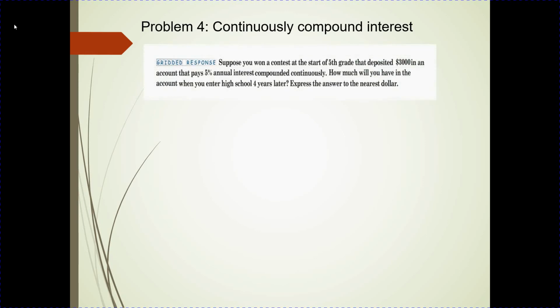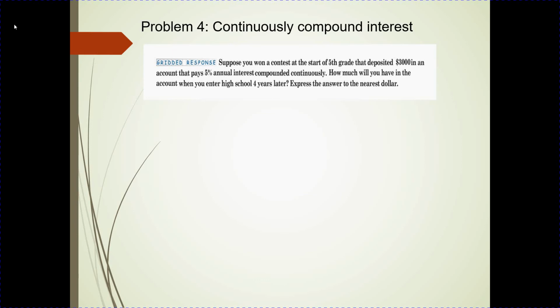Problem 4 is about calculating continuously compounded interest. There is a problem in your textbook. I think it's problem 5. Suppose you won a contest at the start of 5th grade that deposited $3,000 in an account that pays 5% annual interest compounded continuously. How much will you have in the account when you enter high school 4 years later? Express the answer to the nearest dollar.